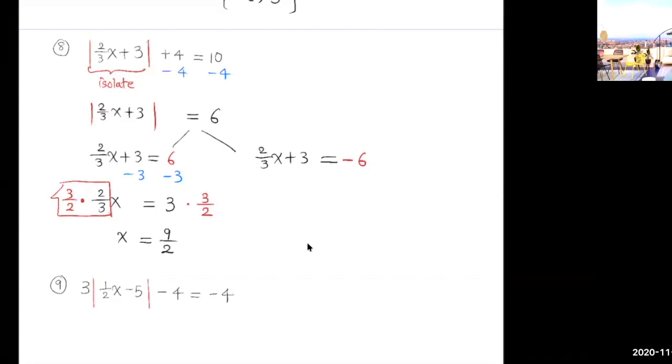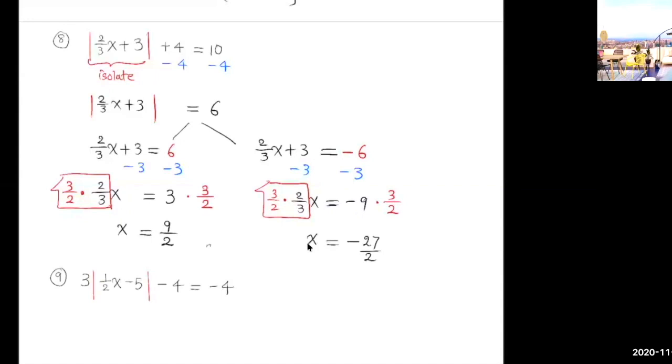Solve it this way. We're going to do it similar to the other one. Subtract 3 on both sides. So you get 2 over 3x equal to negative 9. Now we times the reciprocal of 2 over 3, which is 3 over 2. So this coefficient for x will become 1. Don't forget to do that to the other side, okay? So times 3 over 2 over here. So x is equal to negative 27 over 2. So the solution set will consist of these two numbers. The smaller number is negative 27 over 2. The bigger number is 9 over 2.